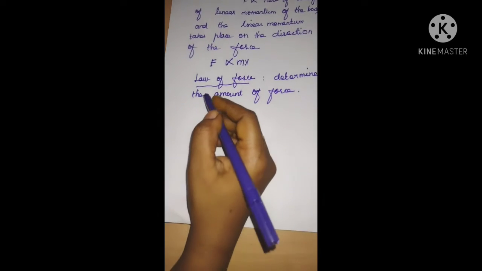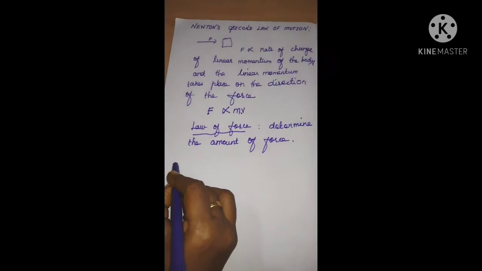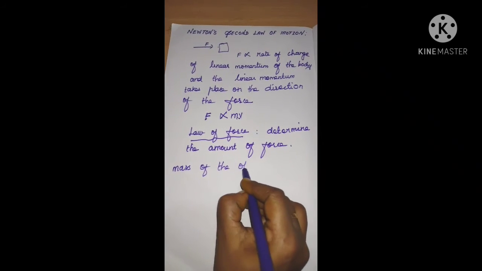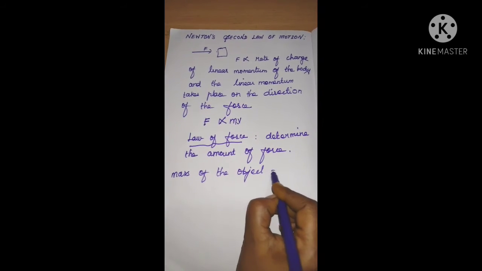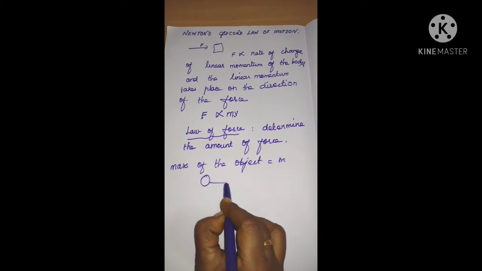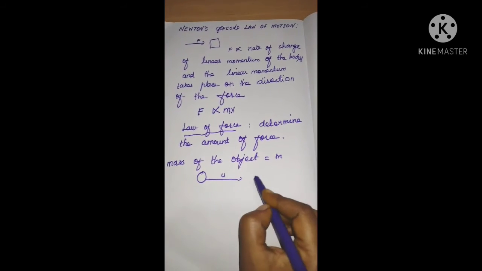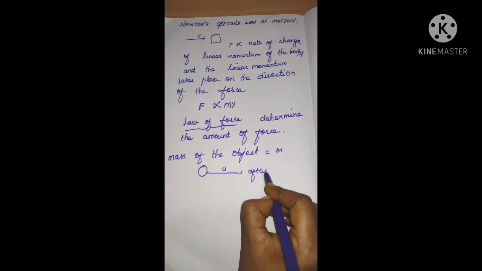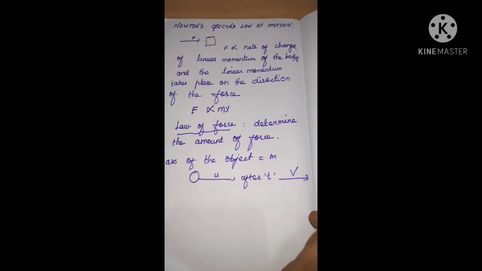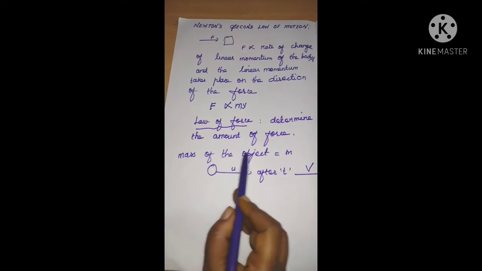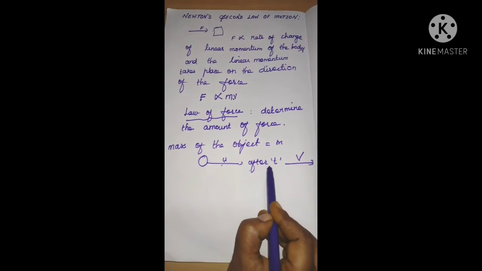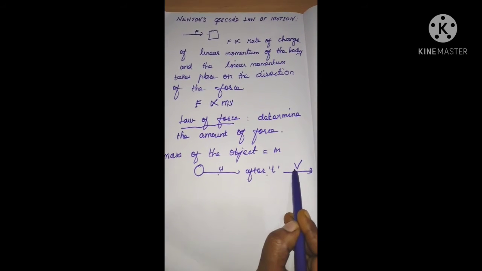Now I explain Newton's second law of motion. The mass of the object is m. The object moves with the initial speed u, and after time t it moves with the velocity v. So the mass of the object m moves with the initial speed u, and after the time it moves with the velocity v.